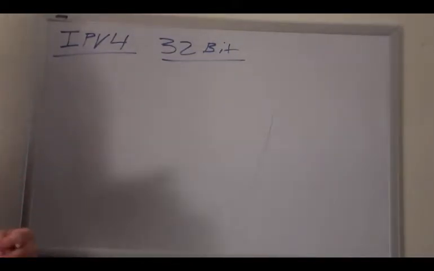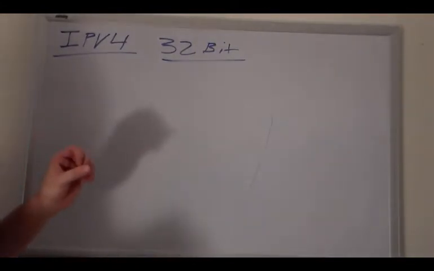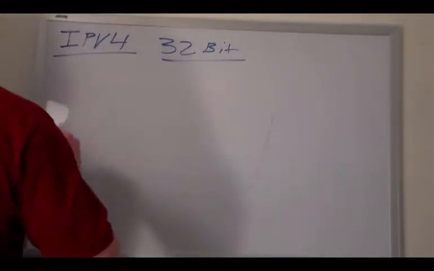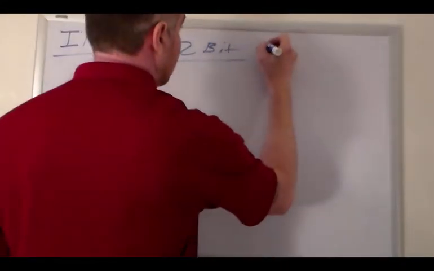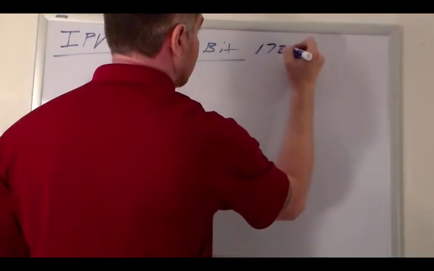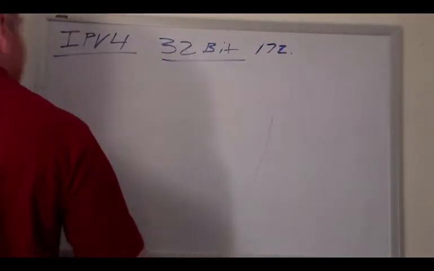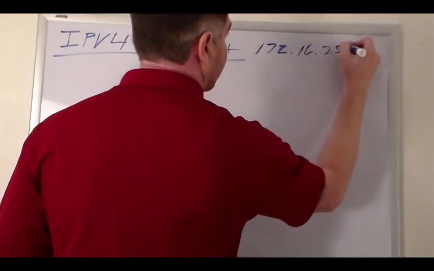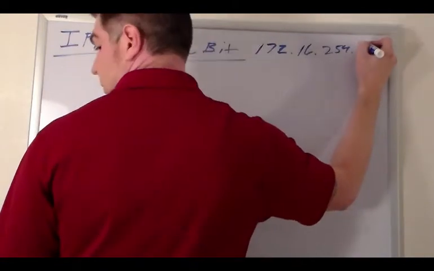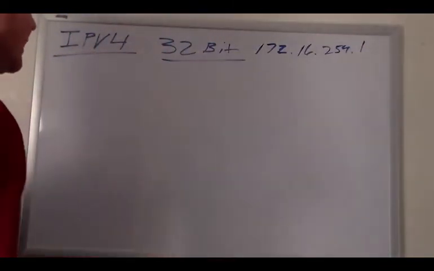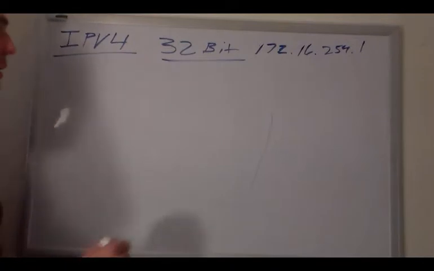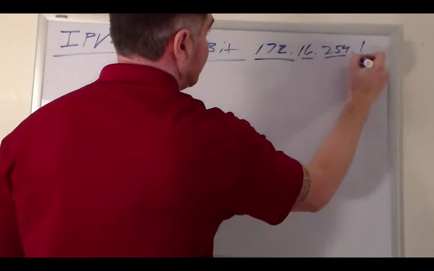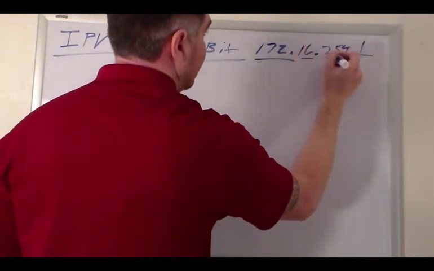Like we talked about before, it's going to be 4 numbers that are separated by a dot. So it would be something similar to 172.16.254.1. We'll break that up. I'll make that a little bit bigger down here. This is just a quick example. So it's a 32-bit, basically 4 groups of numbers separated by a dot.